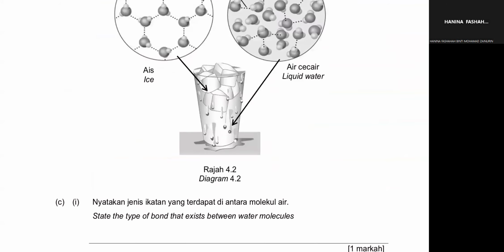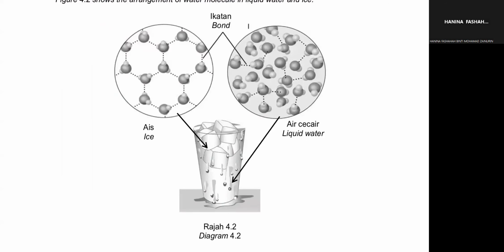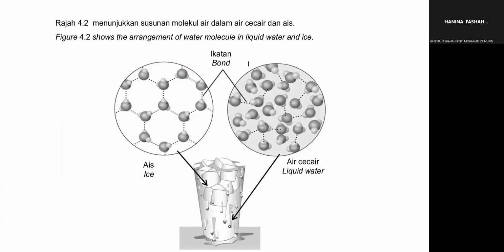Now, this one is a type of bond. This is the water molecule in liquid water and ice. They ask about the bond. This is actually H2O. Let's say, for example, this is an H2O molecule, H2O molecule, H2O molecule, H2O molecule. Between them, they have this bond. Between one H2O molecule and another, it is basically the hydrogen bond.